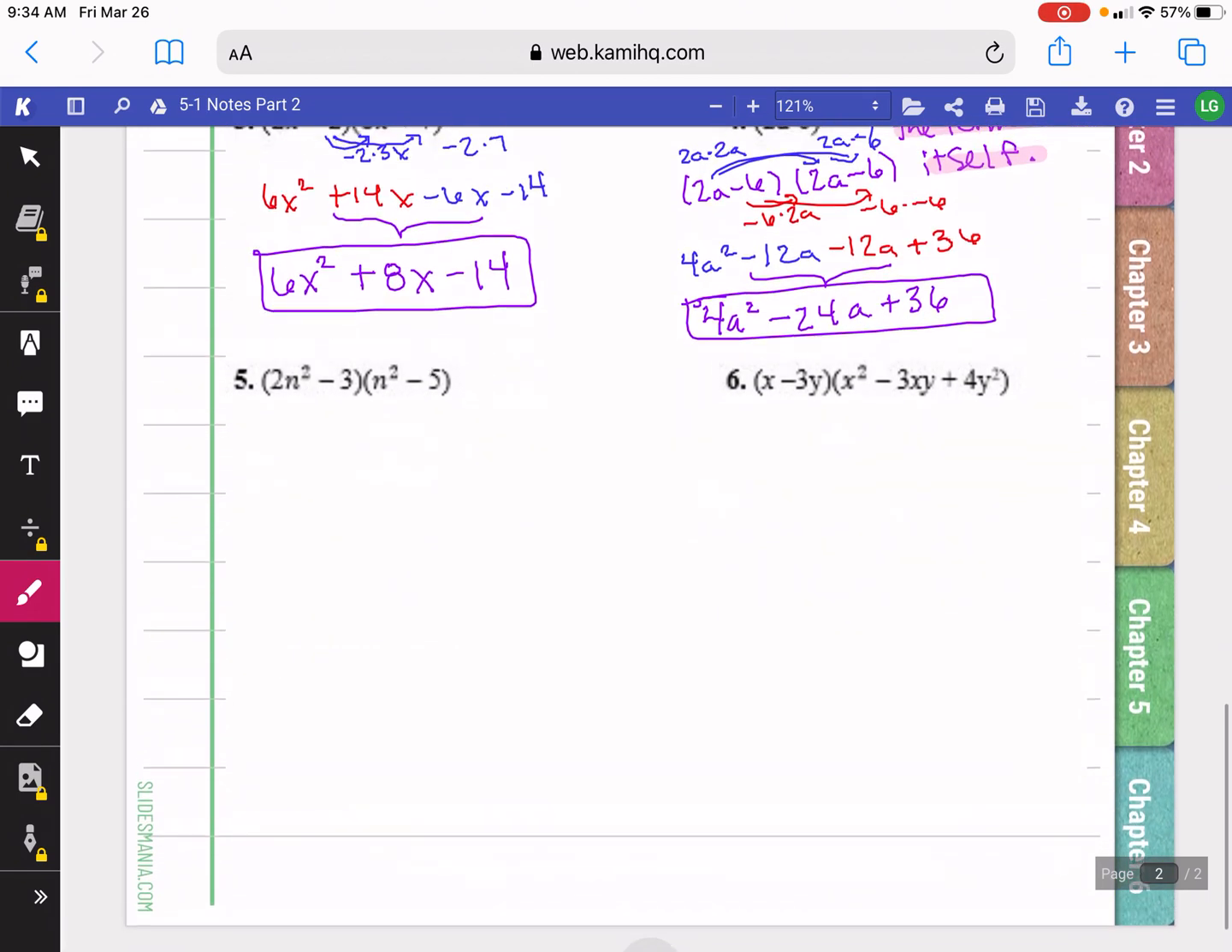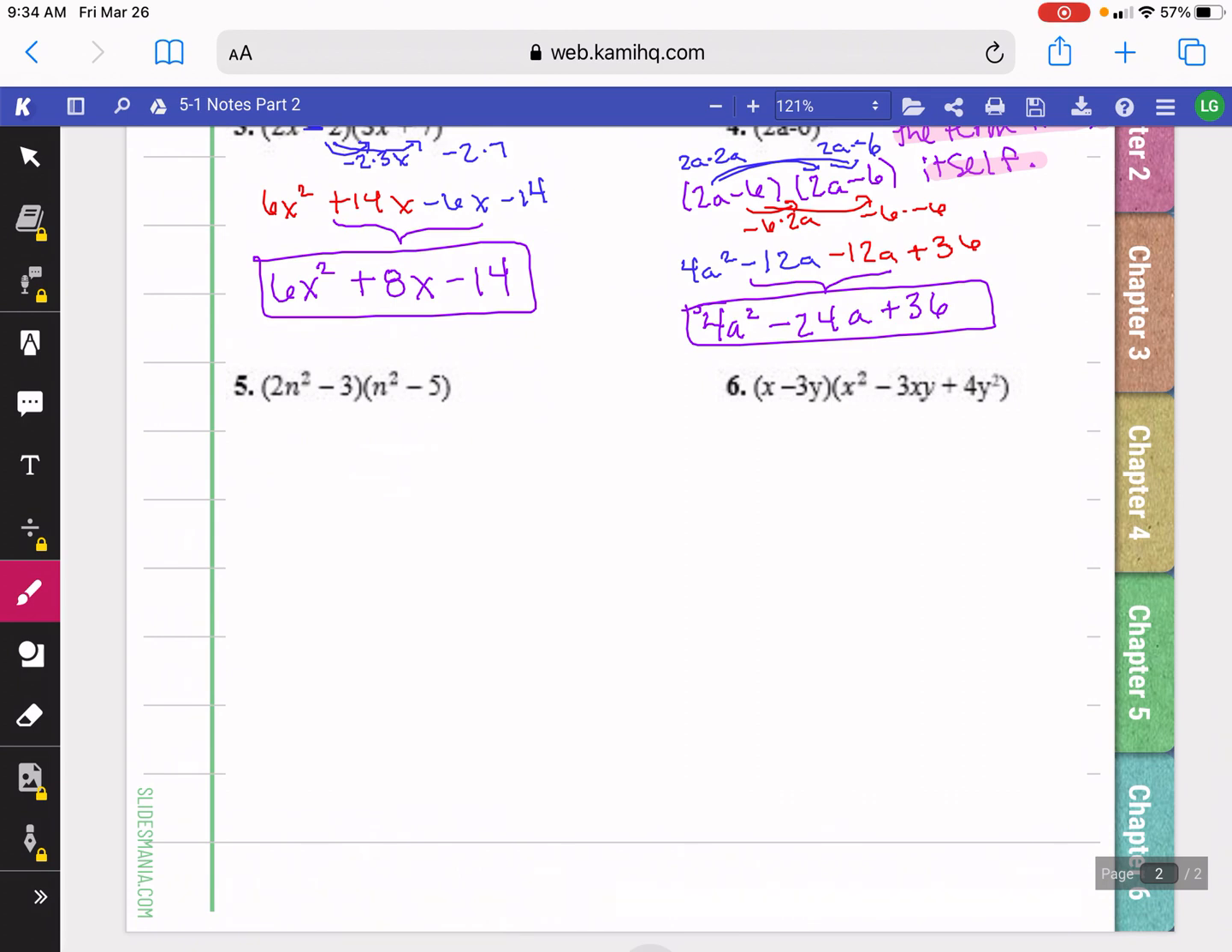In these last problems, we're continuing with distributing, but it's going to get a little bigger. So here we have 2n squared times n squared. That's going to be 2n to the fourth, because remember, when you multiply, you add exponents. So 2 plus 2 is 4.